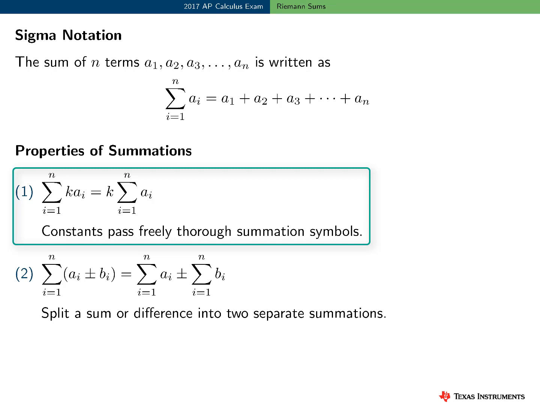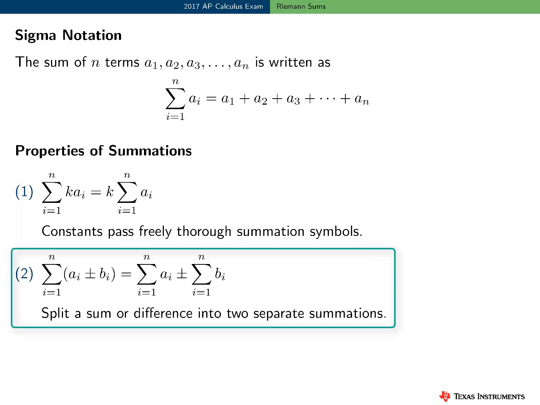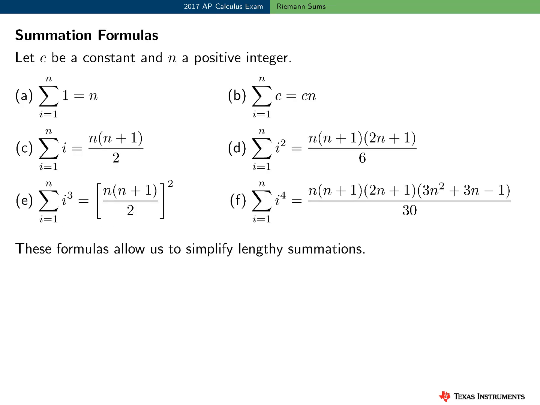There are also some important properties of summations that we'll need to use in order to estimate areas. In the first one, let's assume that k is any constant. This says that the sum of k a sub i is k times the sum of the a sub i's. And in words, this says that constants pass freely through summation symbols. The second property seems pretty reasonable, and it simply says that we can split a sum or a difference into two separate summations.